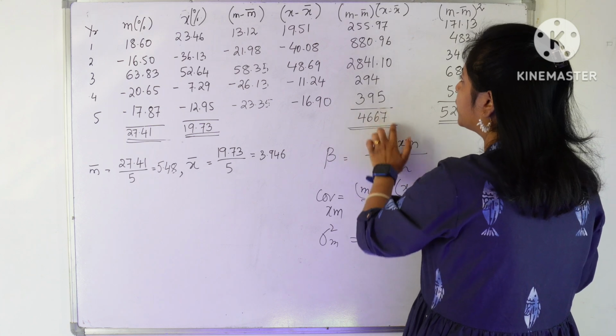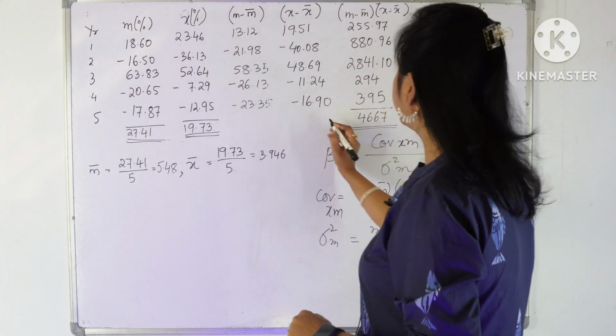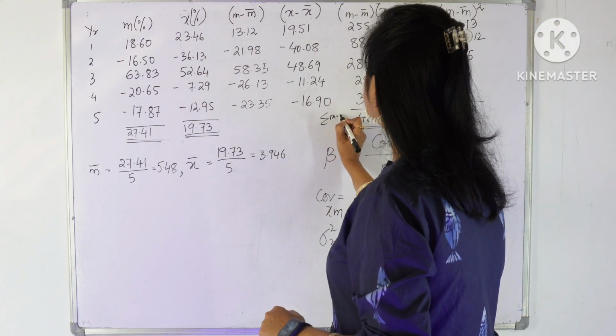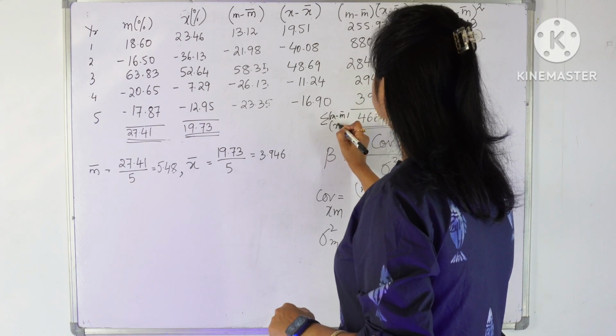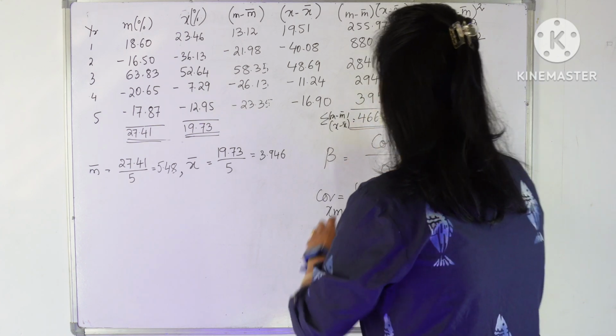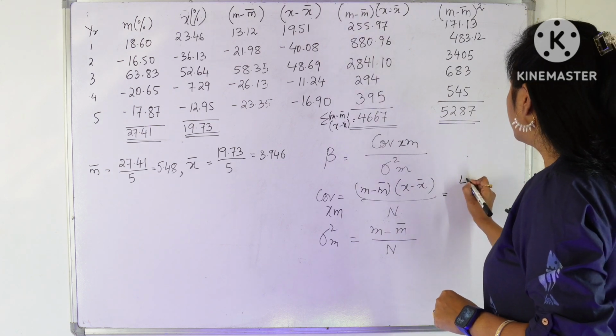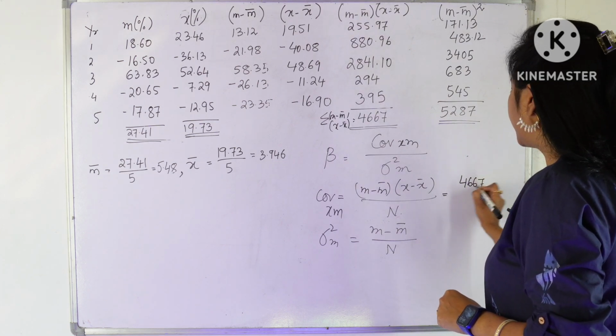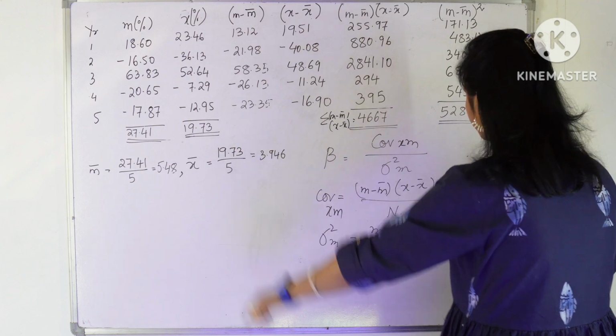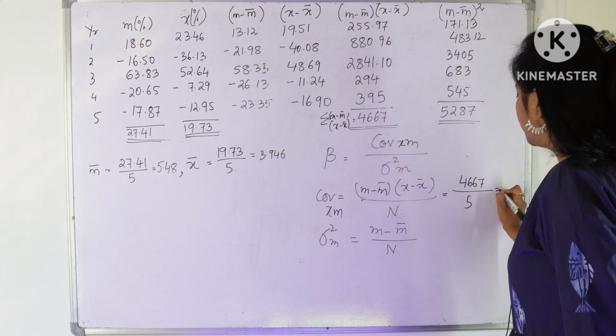We sum them, we get sigma M minus M bar into X minus X bar. So this is our value 4667. So once I write here 4667, I have to divide it by the number of observations, that is 5. We will see the value later.